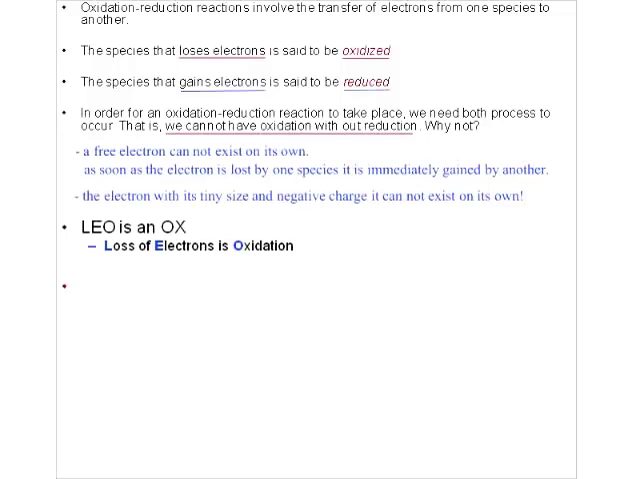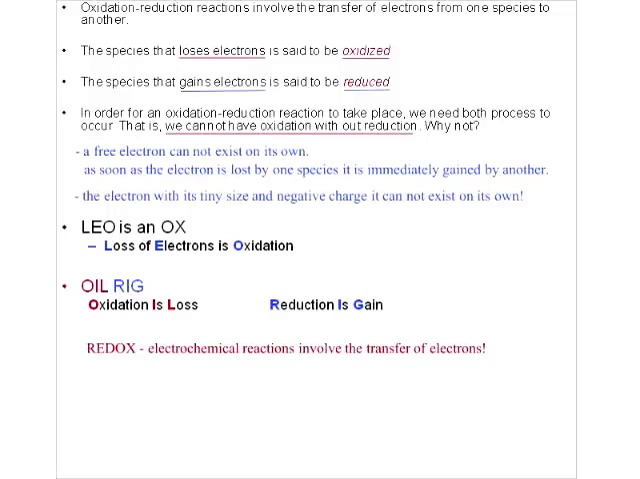This is why Leo is an ox: Leo, loss of electrons, is oxidation. Easy enough. The ox business is going to come later on. The OX stands for oxidation. So Leo is an ox. And if we look at the other picture, we could look at oil rig. With oil rig, oxidation is a loss of electrons. Reduction, rig, is a gain, R-I-G. So that's a way we can remember what's going on here.